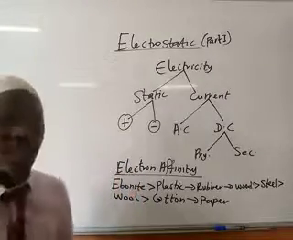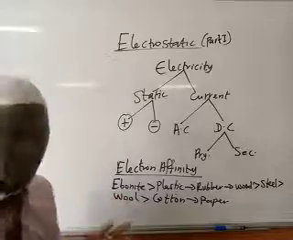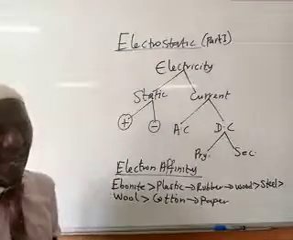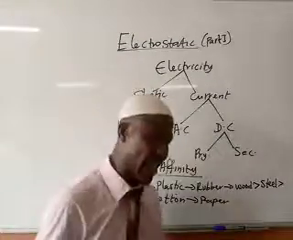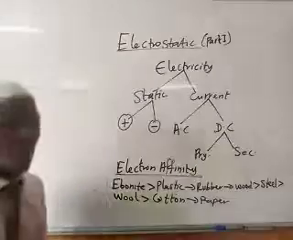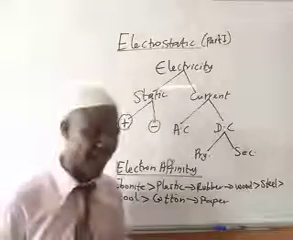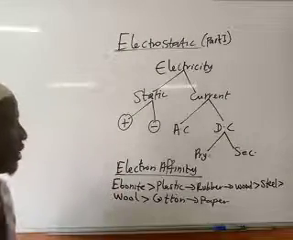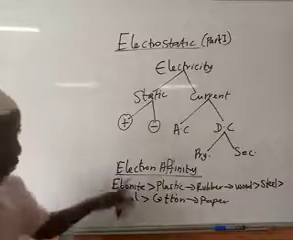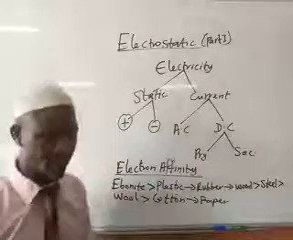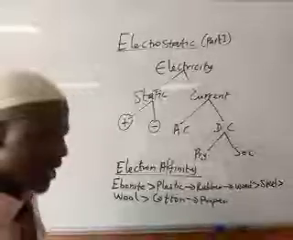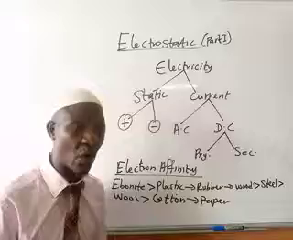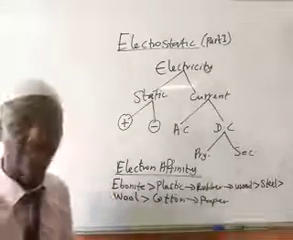We can charge a body either by rubbing, that is, by friction. When you rub two objects together, one of them will gain electrons while the other will lose electrons. The one that gains electrons will become negatively charged, while the one that loses electrons will become positively charged. This leads us to what is called electron affinity. When we rub two objects together, which one gains electrons and which one loses them depends on the electron affinity of that object.